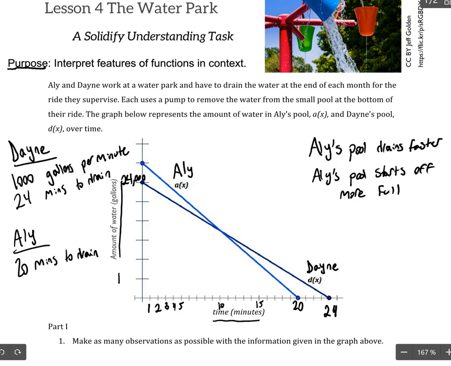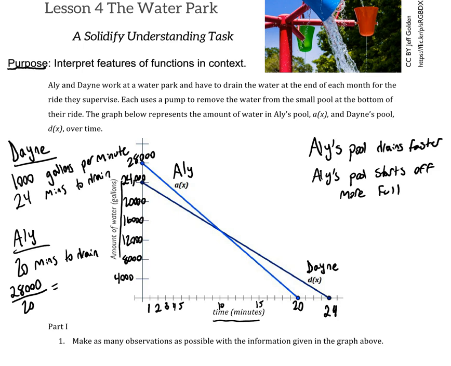And so based on that, the scale must be by 4,000. So we have 4,000, 8,000, 12,000, 16,000, 20,000, and that means that Allie's pool started off with 28,000 gallons. So if we had 28,000 gallons in Allie's pool and it took 20 minutes to drain, if we simplify that, that tells us that her pool is draining at 1,400 gallons a minute. So now we've labeled the graph based on all the information we've been given.